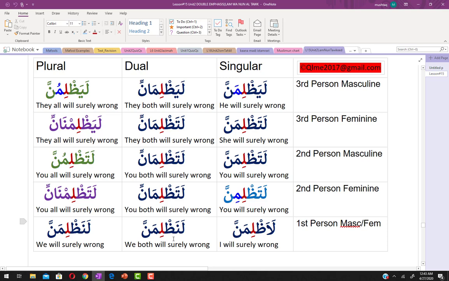Latadhlimanna, la adhlimanna. And anni for the dual, layadhlimanni, all the way here you have anni. For the plural, it is the dhamma, right? But the letter before noon shadda, layadhlimunna, latadhlimunna. For the feminine plurals, nanni: layadhlimnanni, latadhlimnanni.